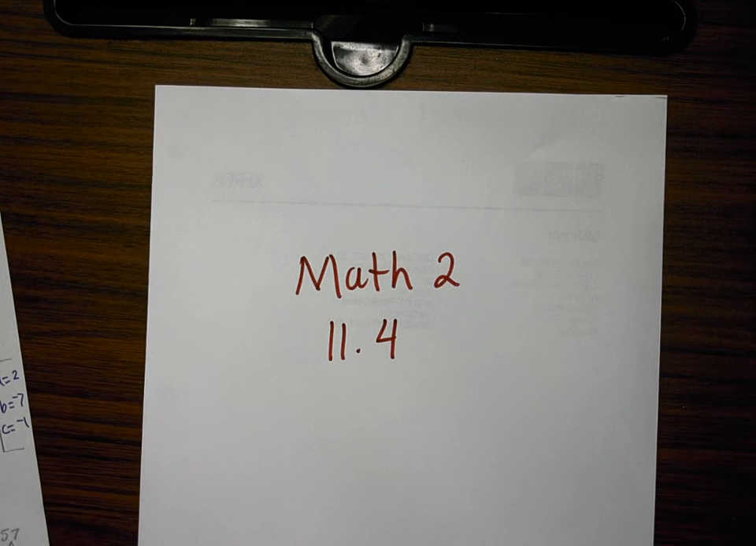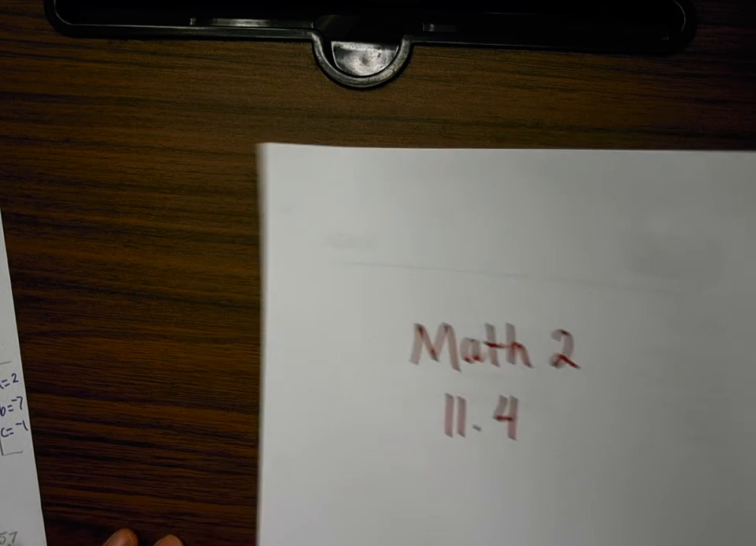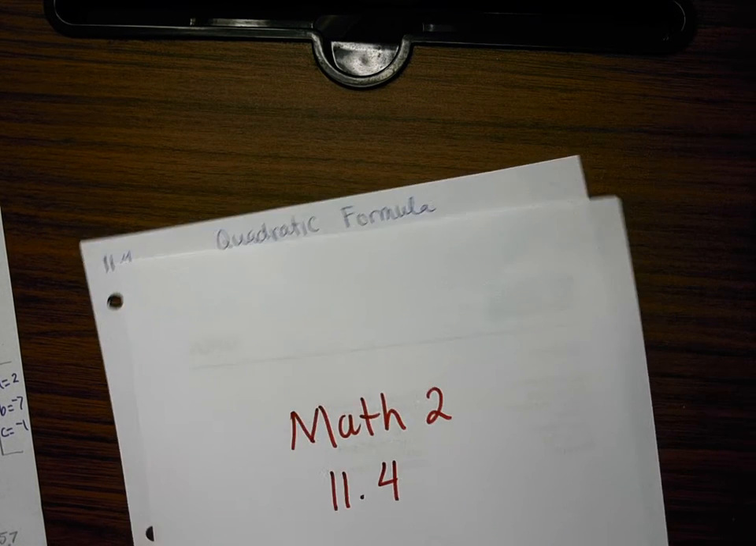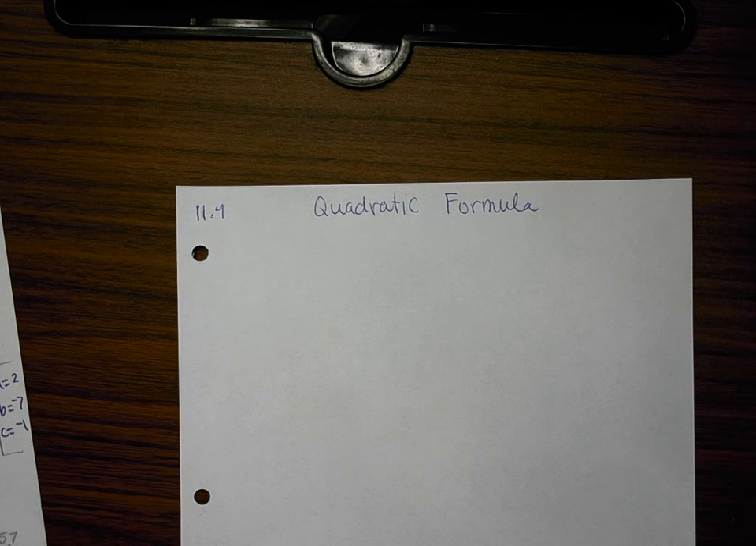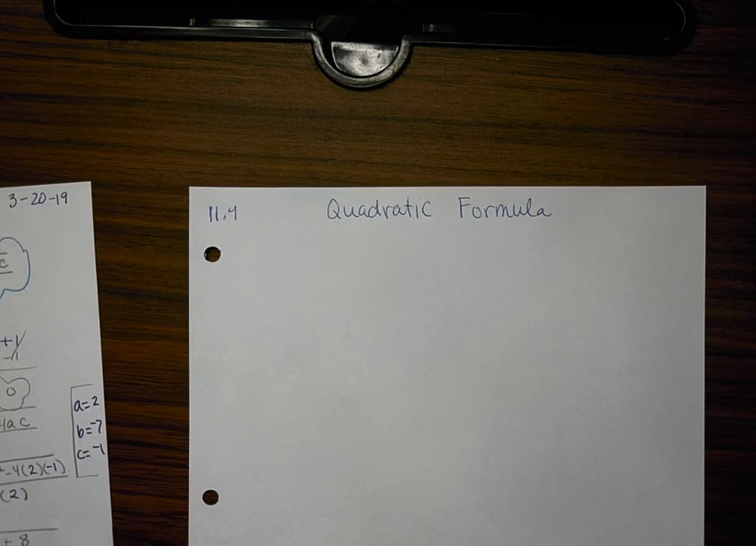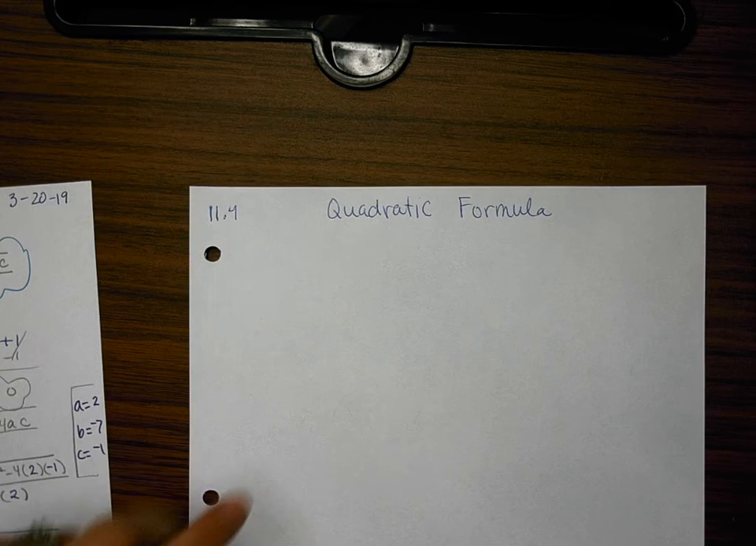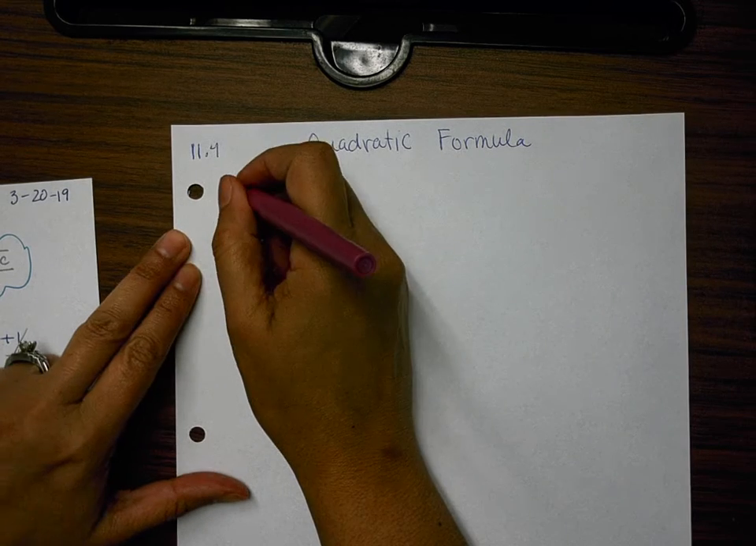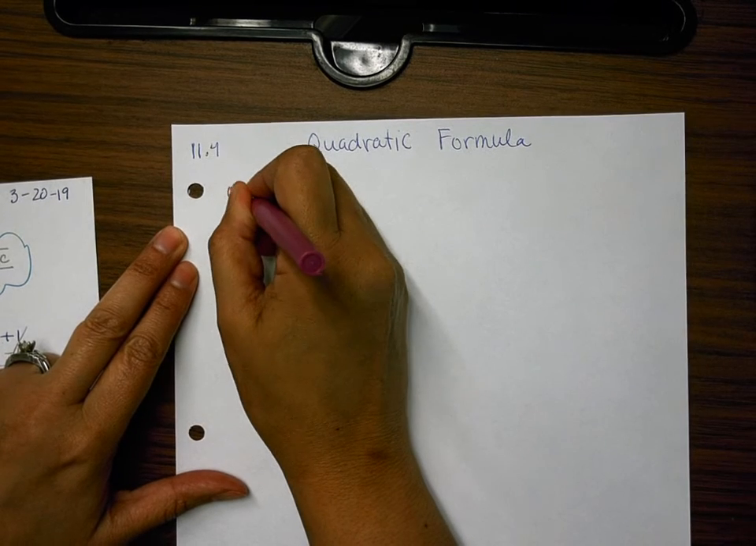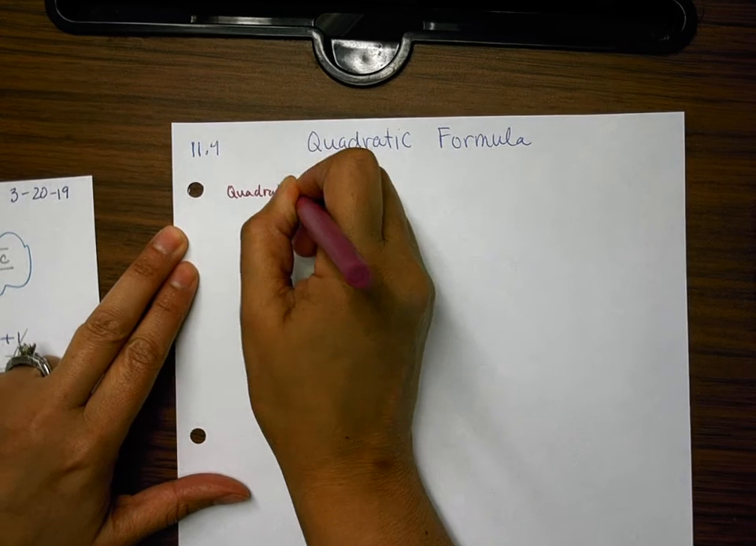Okay, this is Math 2, Unit 11, Lesson 4. That's Math 2, 11.4 notes. And the title is Quadratic Formula. All right, first things first, we're going to talk about the quadratic equation.